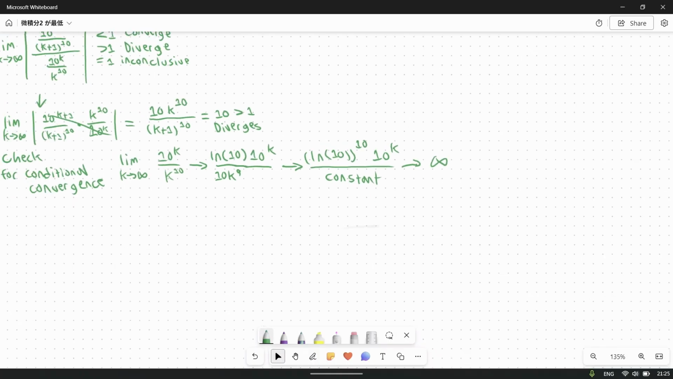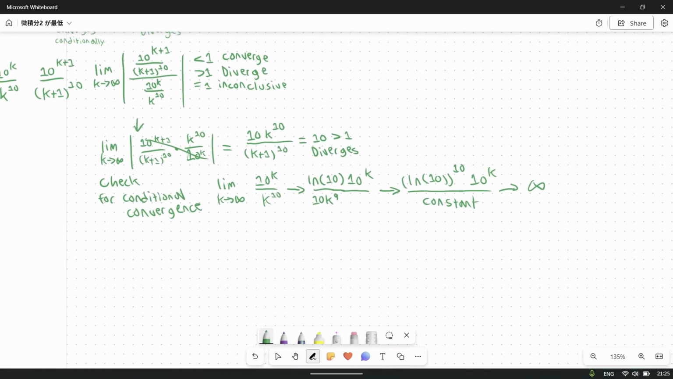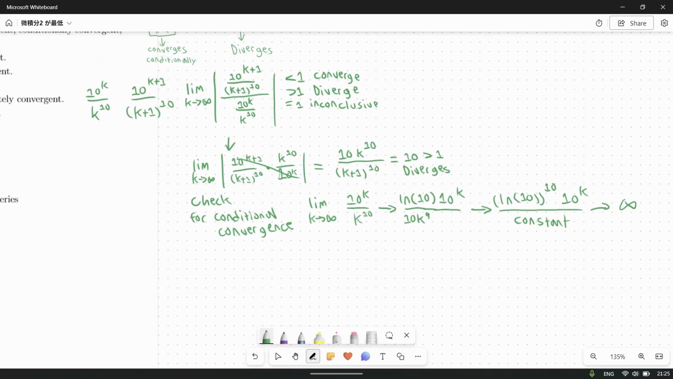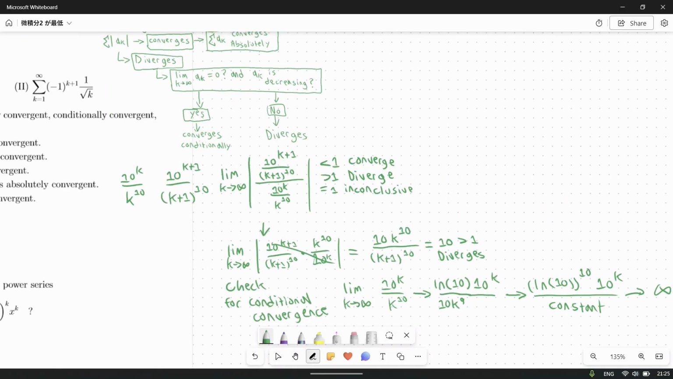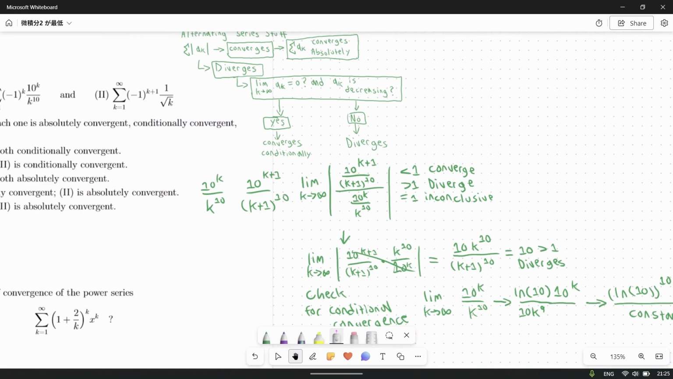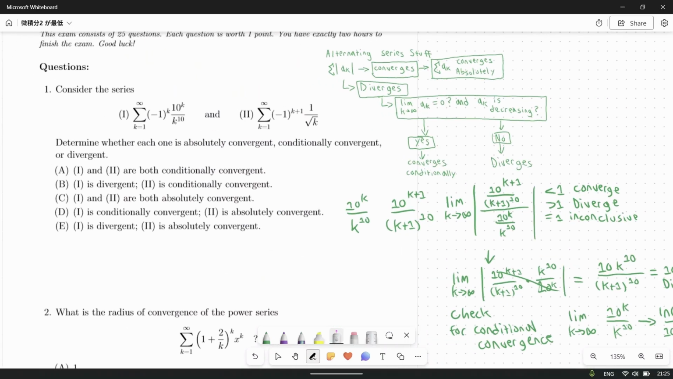And so as a result, we can see that our first series is going to diverge because we checked this limit and it went to infinity instead of 0. And so that's one of the conditions not being met. We need both of these conditions to be met in order for conditional convergence to happen. So we don't even need to check to see if the series is decreasing. We can just say right away that this series is going to diverge.